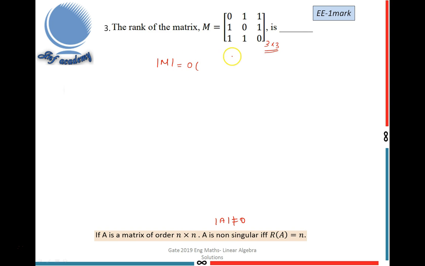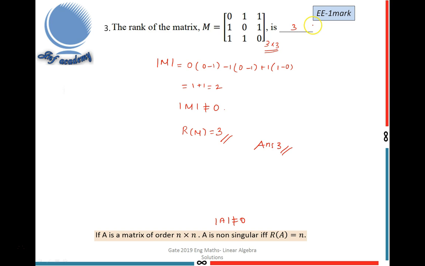Determinant is 0 into 0 minus 1 and minus 1 into 0 minus 1 plus 1 into 1 minus 0. This is 1 plus 1 equal to 2. Here determinant M not equal to 0. So by using that result, determinant A not equal to 0 if and only if rank of A equal to n when A is a matrix of order n by n. Here M is order of 3 by 3. So by using that result, rank of M equal to 3. So the final answer is 3.